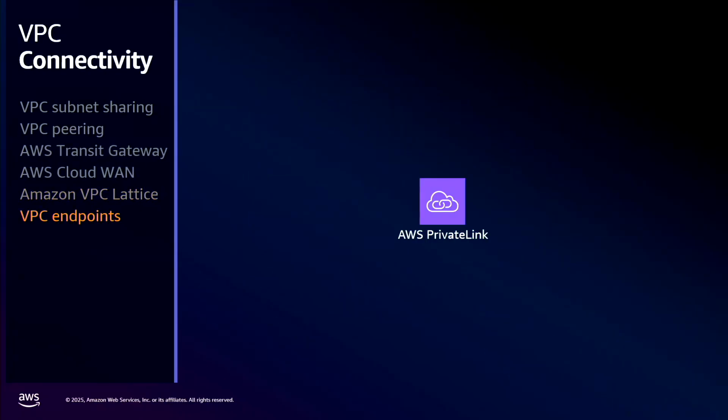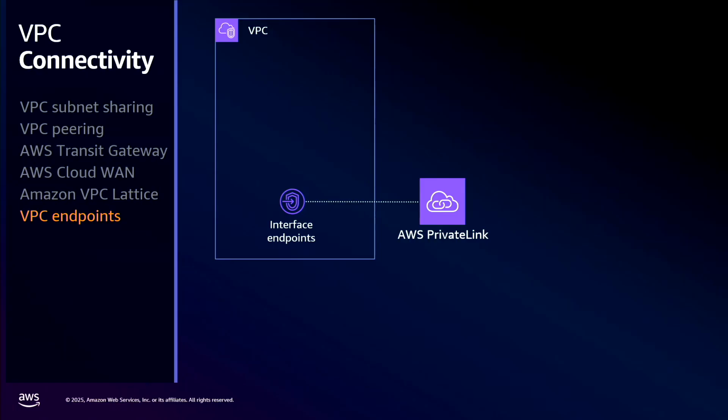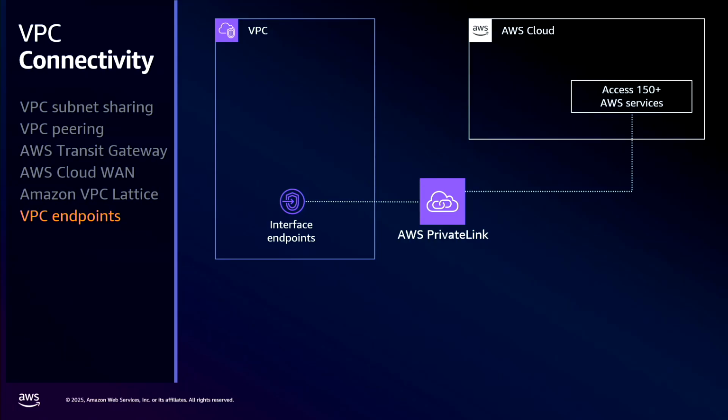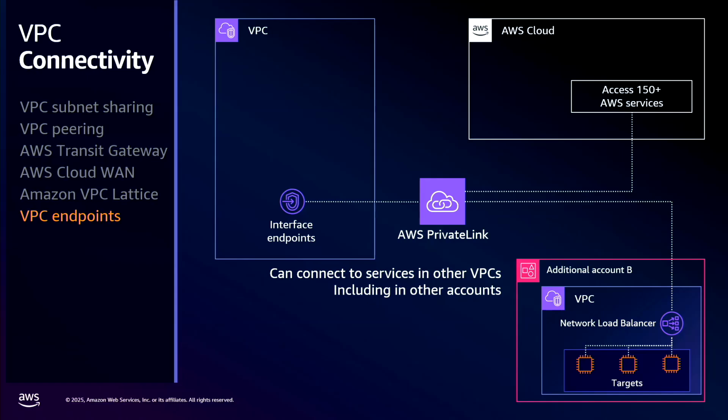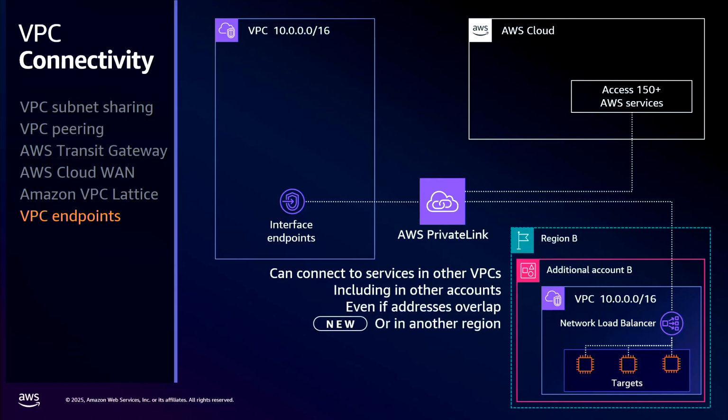Let's have a look now at PrivateLink, which is another way to connect VPCs together. PrivateLink can be combined with interface endpoints, and it will enable you to access privately, so only with private IPs, more than 150 services. With PrivateLink, you can also access other services located in other VPCs, so typically provided by a SaaS provider. And provider VPC and consumer VPC can be in separate AWS accounts, can also have IP overlap, and they can now also be in different regions.